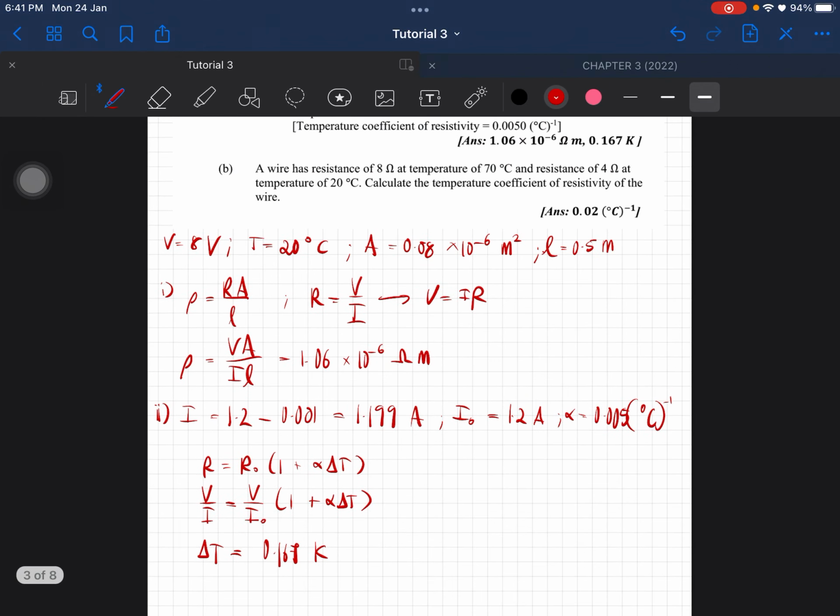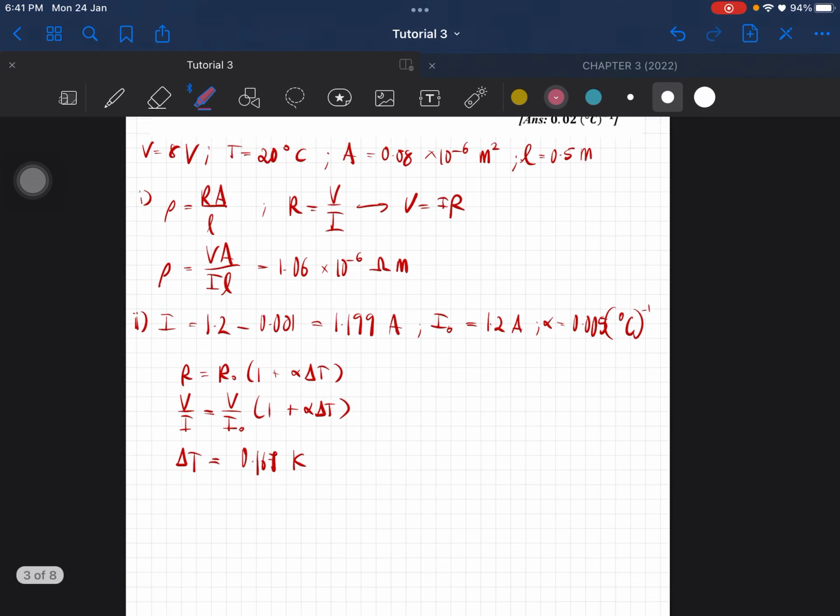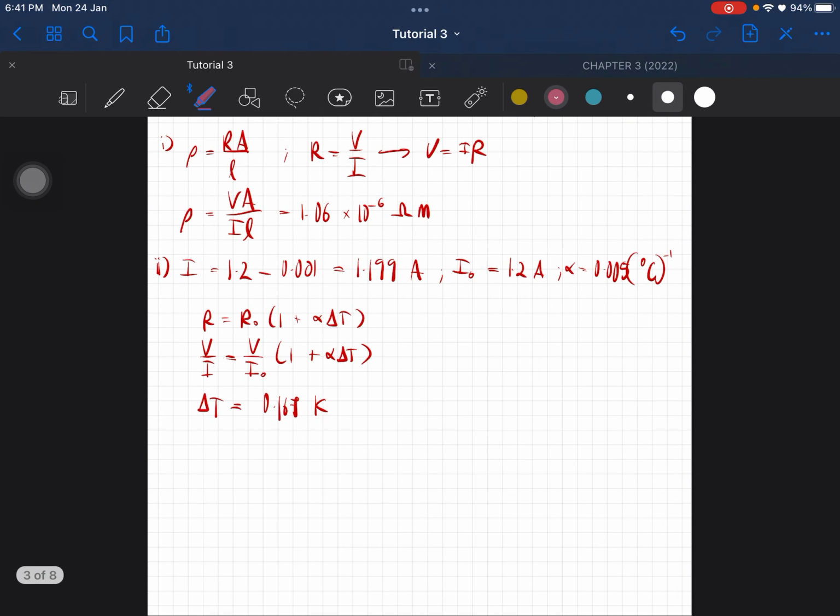Okay, alright, so question B, a wire has a resistance of 8 ohm at temperature of 70 degrees Celsius and resistance of 4 ohm at temperature of 20 degrees Celsius. So calculate the temperature coefficient of resistivity of the wire. So for this one, you are going to use the same equation.